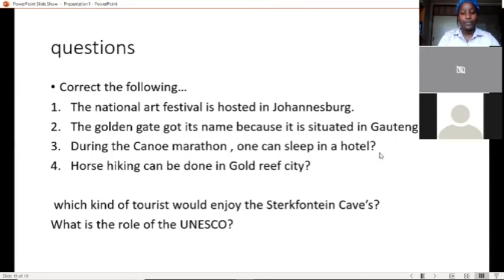The role of what? UNESCO. To identify different heritage sites, if I'm not mistaken. Yes, yes. And it doesn't matter whether it is natural or man-made, right?